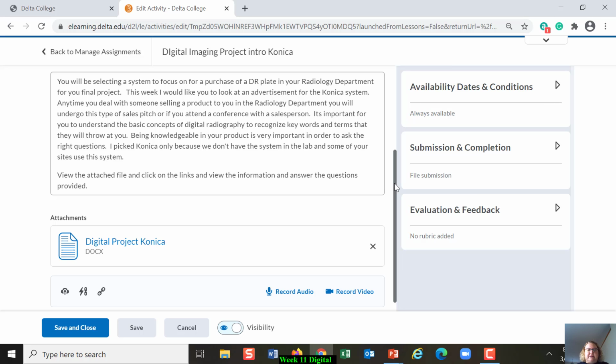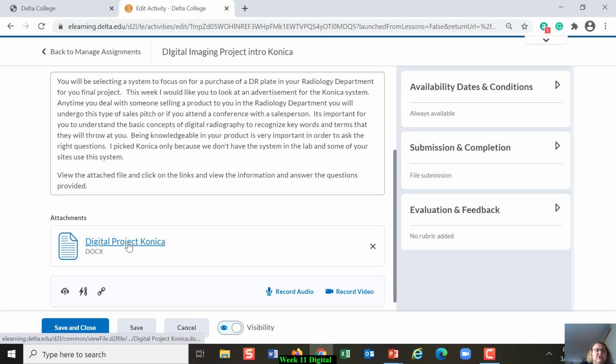Keep in mind that anytime you're looking to purchase a DR plate in the future, this is what you're going to do. You're going to have the salesperson come into the department, and they are going to be throwing out all kinds of terms that you've learned this semester, and you need to be able to identify what they're talking about. So I want you to watch this video and listen to what he's saying. I only picked the Konica because we don't have it in lab. It's something that I want you to be familiar with just because, again, you're going to be using it.